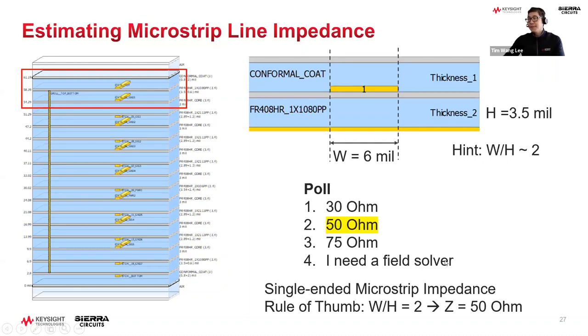Now, the cool thing about knowing these rules of thumb is, it's a great way to do a quick estimation of what trace width you need. Given a substrate height of 3.5, you know if you have 7 mil width, that's about 50 ohms. So right off the bat, once you look at your stack up, you will know what the 50 ohm trace width is. Now, of course, if you make it narrower, it's gonna be higher impedance, wider, lower impedance. So I think I have a few more questions. Another question is similar setup, but right now you don't need the field solver anymore because you know how to approximate.